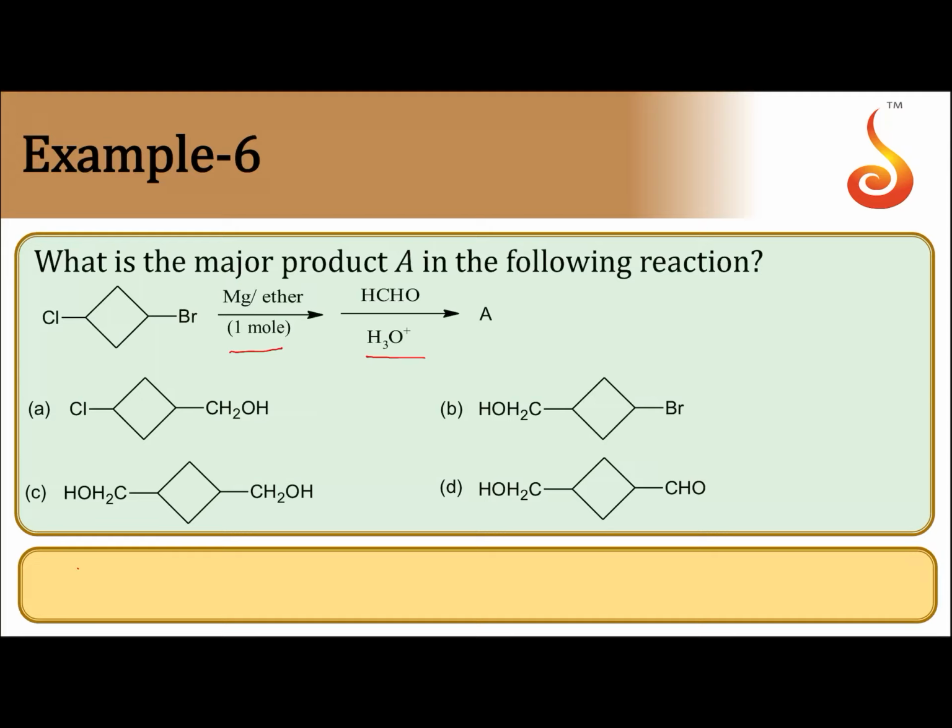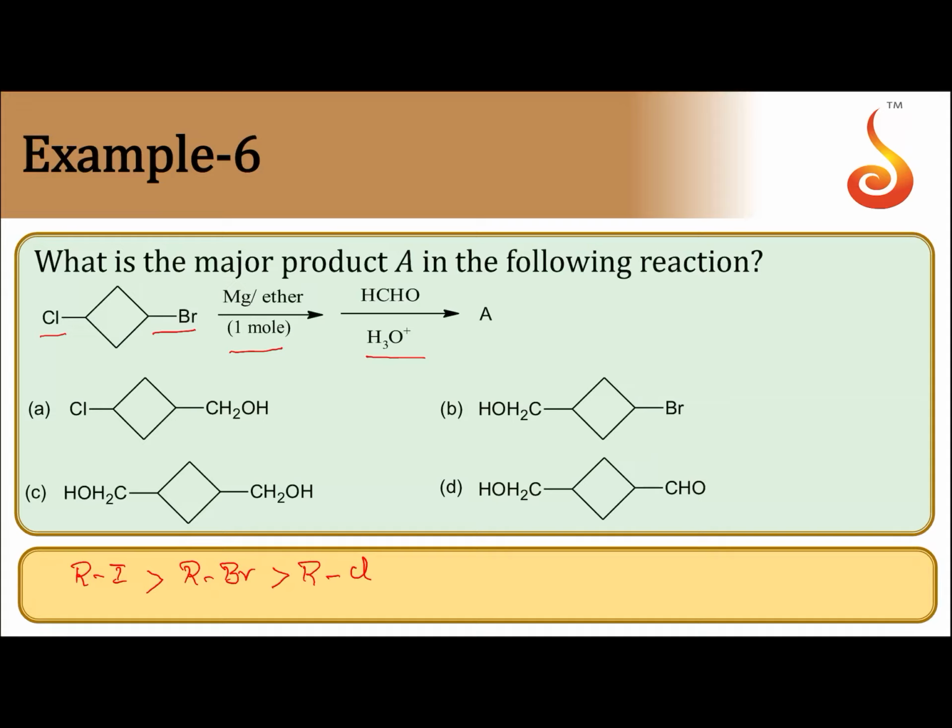Among alkyl halides, if you take alkyl iodide, bromide and chloride, alkyl iodide is more reactive than alkyl bromide, which is more reactive than alkyl chloride, to form a Grignard's reagent. Here we have one side bromine and one side chlorine, but there is only 1 mole of magnesium. So what happens? Only bromine reacts. That is the first point we have to learn.